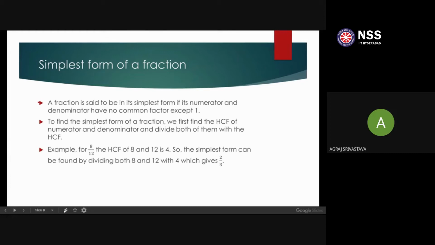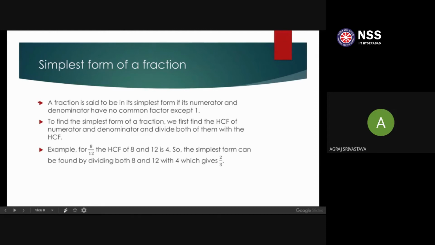So the mathematical way of saying this is when the numerator and the denominator have no common factor between them, then the fraction is said to be in its simplest form. And the way to test that is to just look at the highest common factor between the numerator and the denominator and divide both of them by the highest common factor. And the example below demonstrates the same thing.